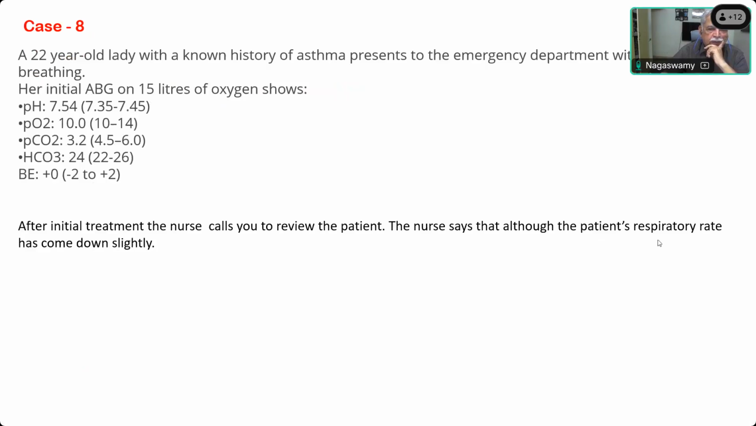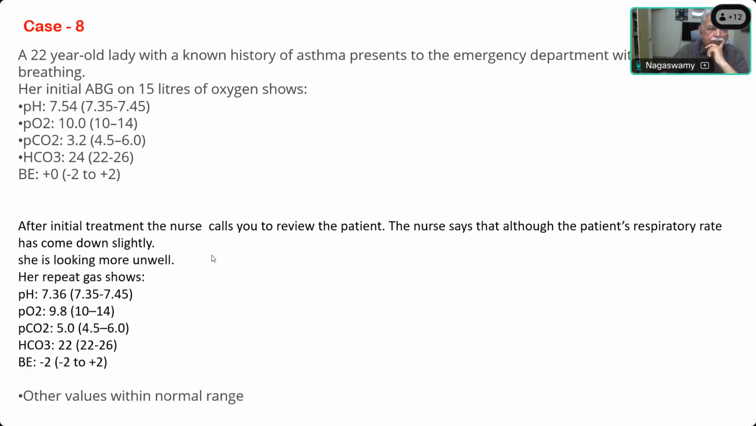Nurse says that although the patient's respiratory rate has come down slightly, she is looking more unwell. Again, ABG is repeated. Now pH has become normal. PCO2 has become normal. Bicarb is normal. Other values are normal.